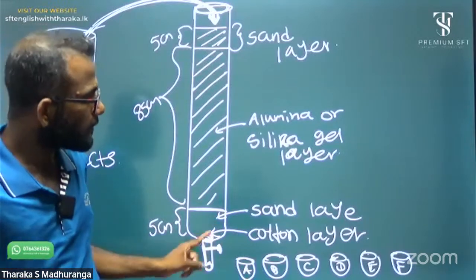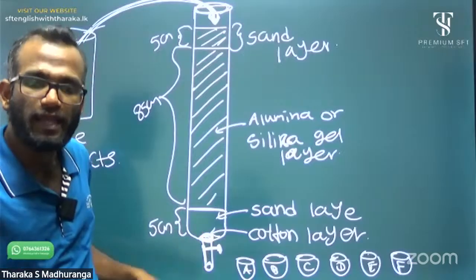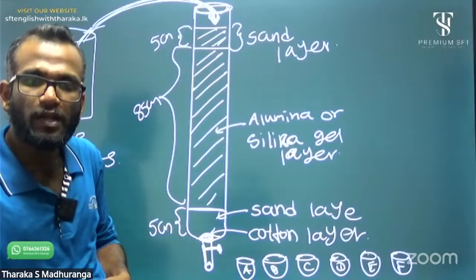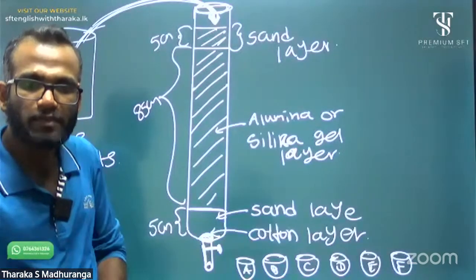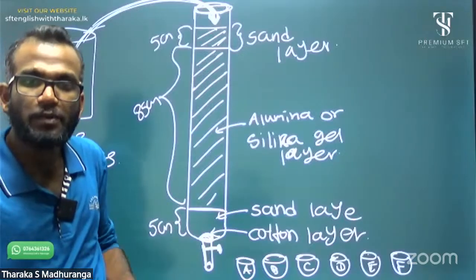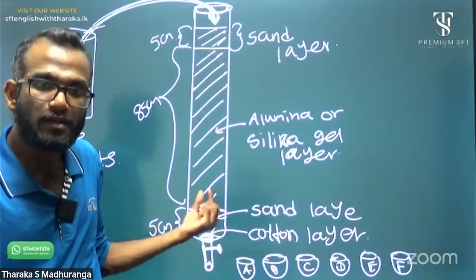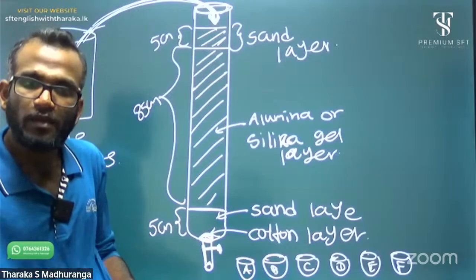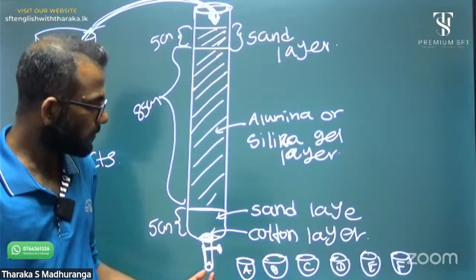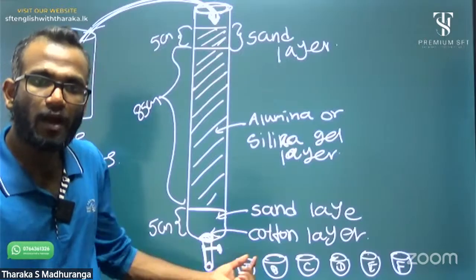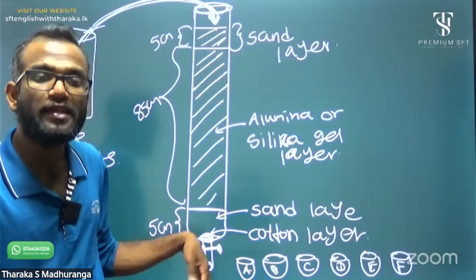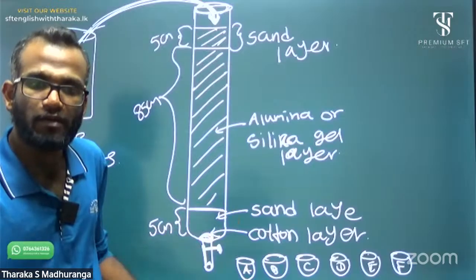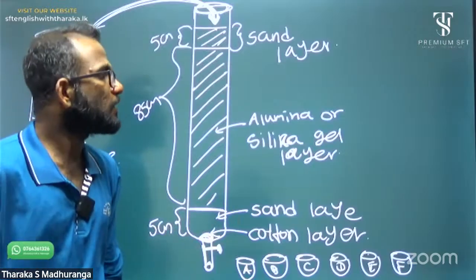And there was another exam question. What's the purpose of this cotton layer? Cotton layer, what's the purpose? It prevents sand particles from traveling into the separation cups. It avoids sand going into the separation cups, right? Okay, they are simple things.